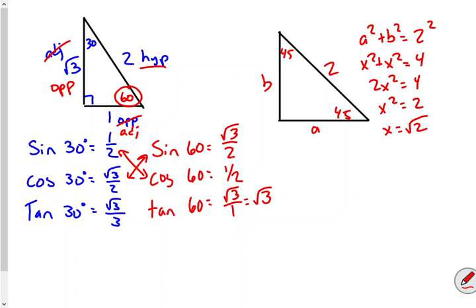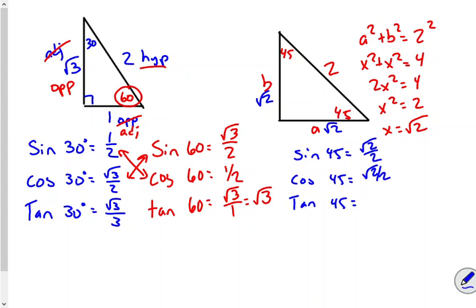So with that in mind, we can look at our sine of 45, our cosine of 45, and our tangent of 45. Again, if we're talking about 45-degree angles, it doesn't matter which one we're referring to because A and B are the same. They're going to be square root of 2. So sine is opposite over our hypotenuse, or square root of 2 over 2. Cosine is square root of 2 over 2. Tangent is square root of 2 over square root of 2, which is just going to be 1.